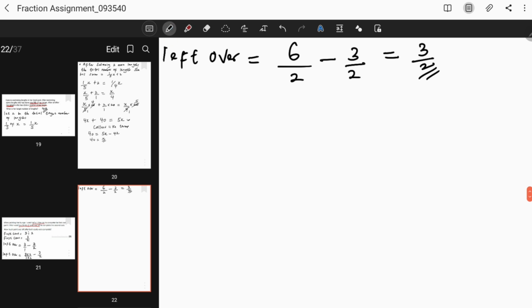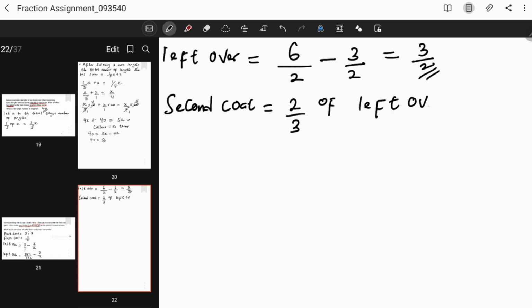So that means the second coat is equal to 2/3 of leftover. Alright, I don't really understand what I'm saying. I'm calculating, so don't mind the way I call them. So the second coat is equal to 2/3 times our leftover, which is 3/2, right?